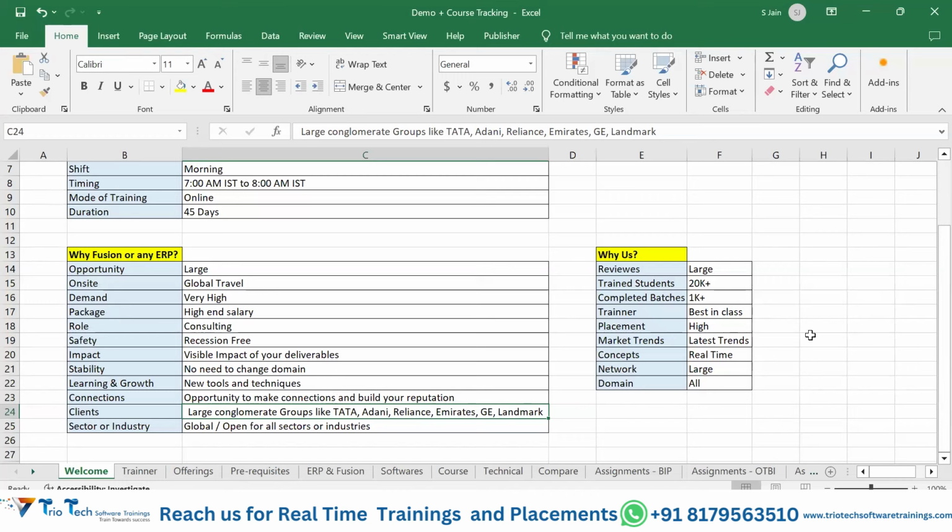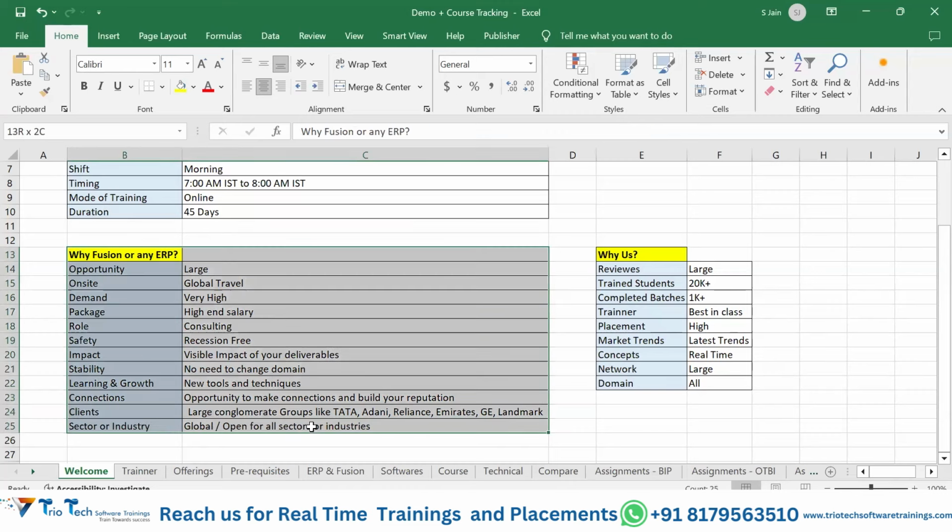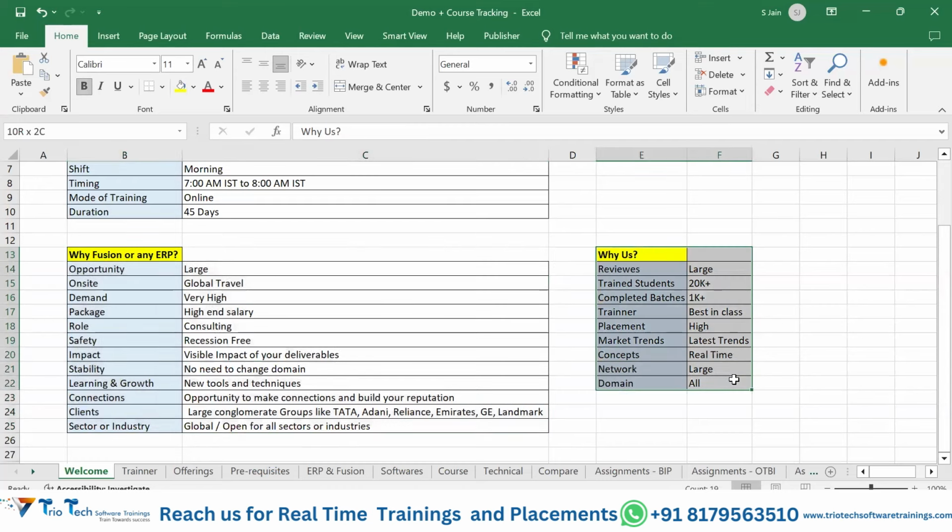And guys, that is something that talks about why, as a student, as somebody who's willing to invest their time, effort and money to learn new things, you should pick up Oracle Fusion as a tool. Similarly, guys, there might be multiple service providers who may be providing training in this particular area, but why would you choose us?